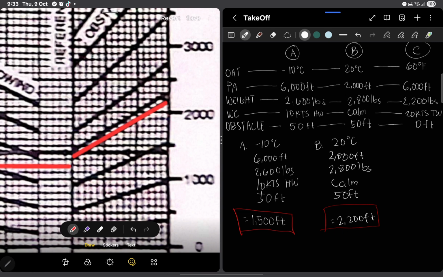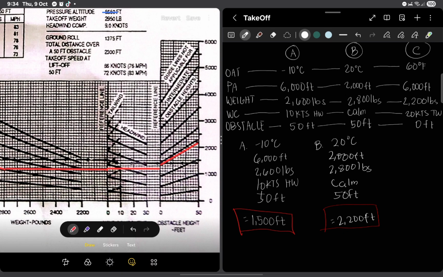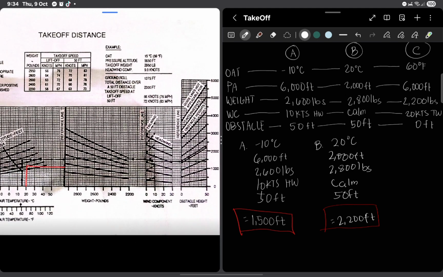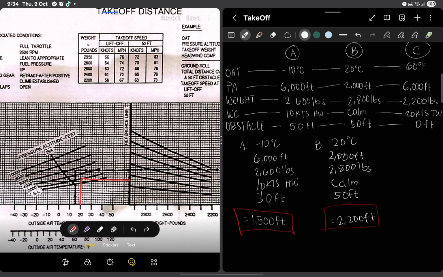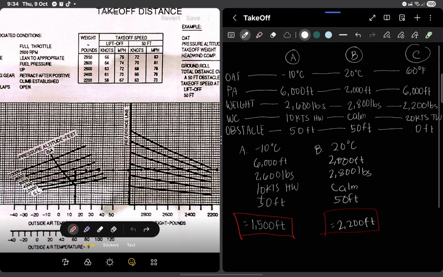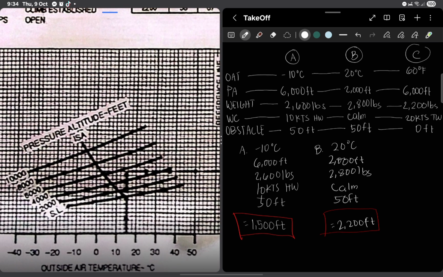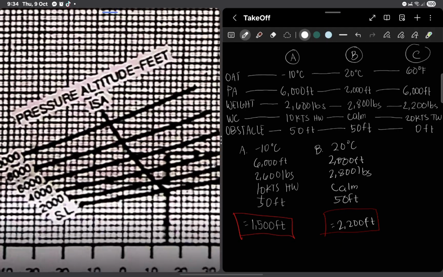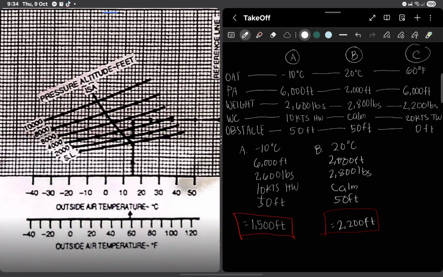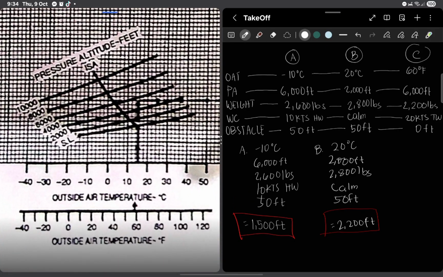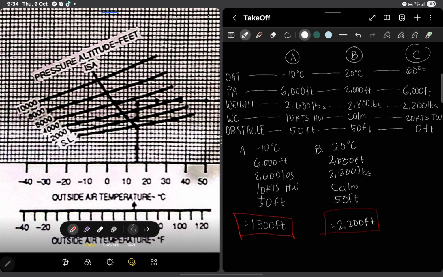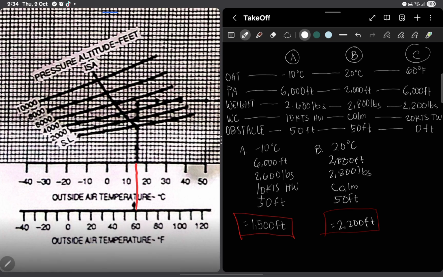And then last but not the least, in a similar concept, we're going to answer letter C. Now, take a look at letter C and tell me what the outside air temperature is. So we have 60 degrees Fahrenheit. So far we've been using Celsius, but now let's take a look at 60 degrees Fahrenheit. So here's 60. So we're going to follow all the way there.